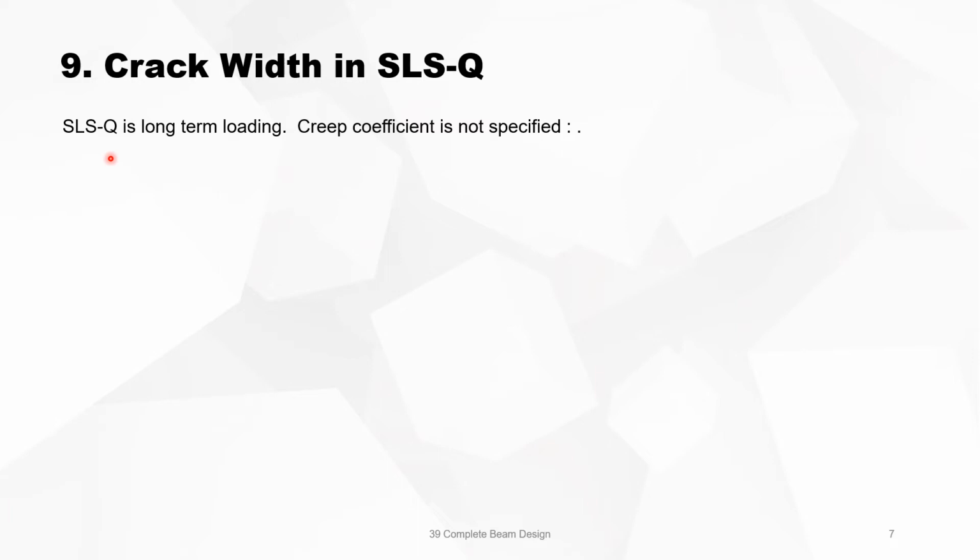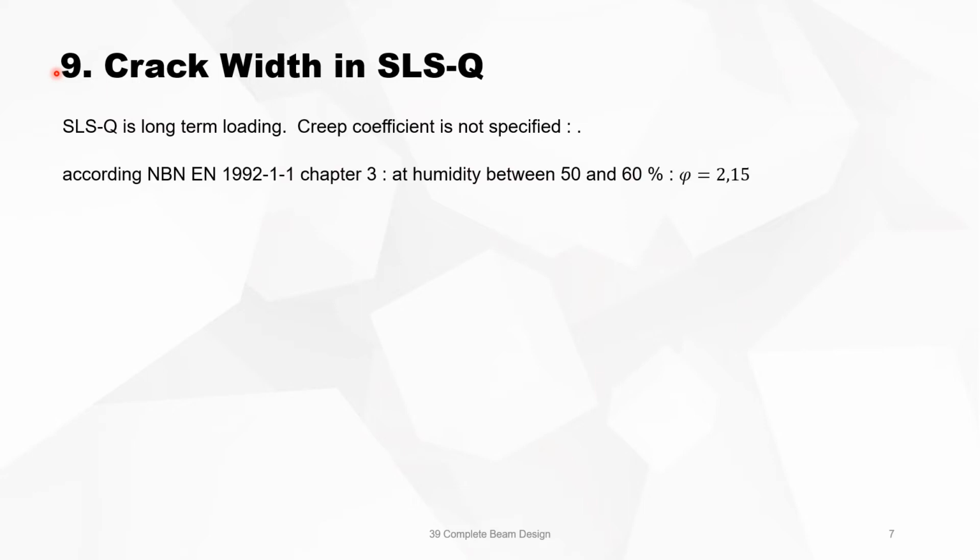SLS quasi-permanent is a long-term loading, and the creep coefficient is here not specified. This means that we have to make our own calculation in chapter 3 of Eurocode 2. Then we can use the graphs, and then you will see that instead of calculating it directly, you can also use graphs, that the creep coefficient is 2.15.